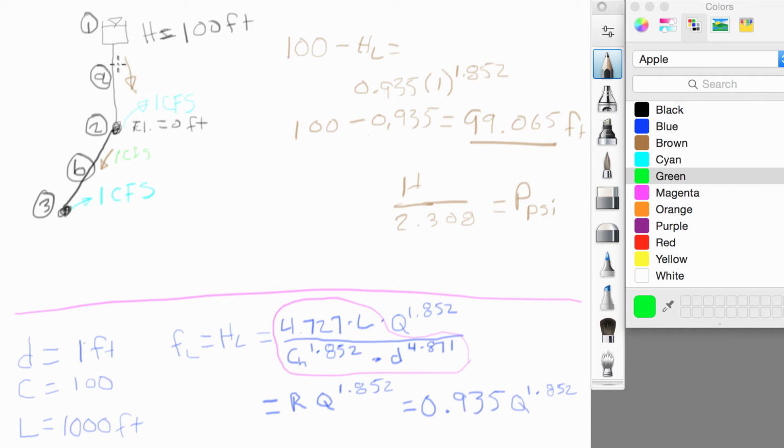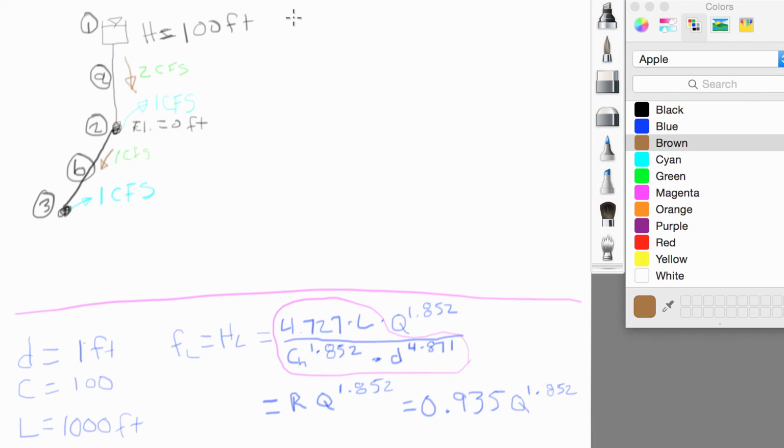Now up here we've got to service both of those connections. So up here we've got 2 CFS. So that changes the head loss through this pipe, but actually since we're using the same dimensions, etc., the head loss from node 2 to 3 is going to be the 0.935. Now we just need to calculate what it is in pipe A and then recompute the heads.